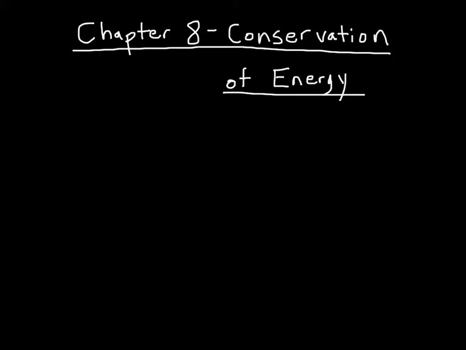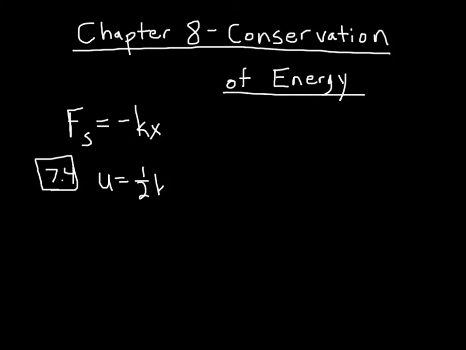So in Chapter 8, we're going to continue to build our understanding of conservation of energy, and we're going to do this starting with another type of force. We have the force due to a spring. The Hooke's law force is equal to negative k times x. Now in Chapter 7, specifically example 7.4, we found that the potential due to a spring, U, is equal to 1/2 kx squared.